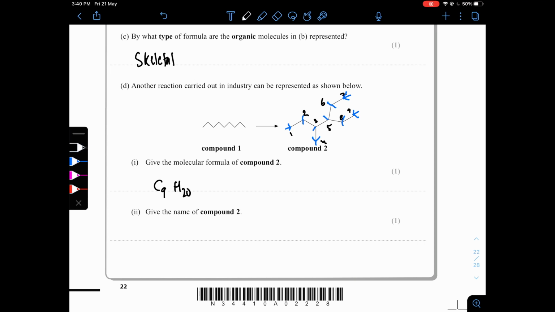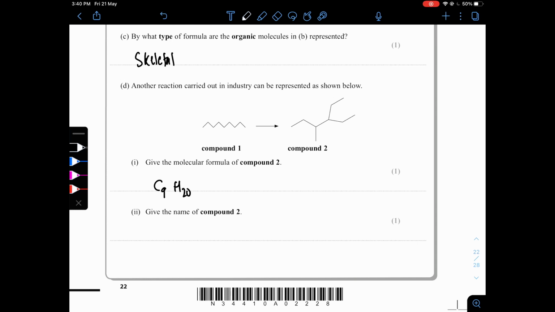Okay, give the name of compound 2 now. Now we need to look at the longest chain. This is the longest chain I can think of. So that's going to be 1, 2, 3, 4. Let me just make it more clear.